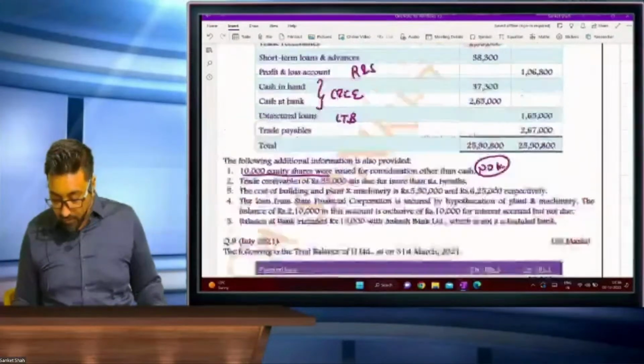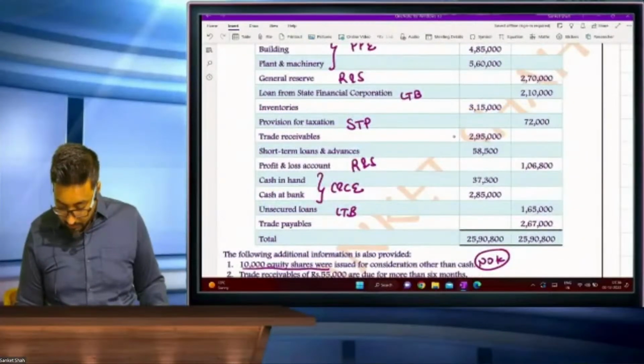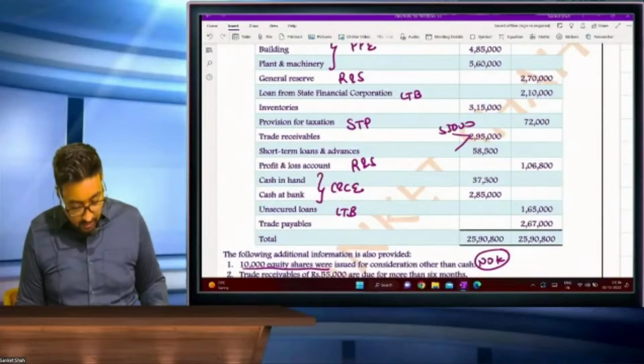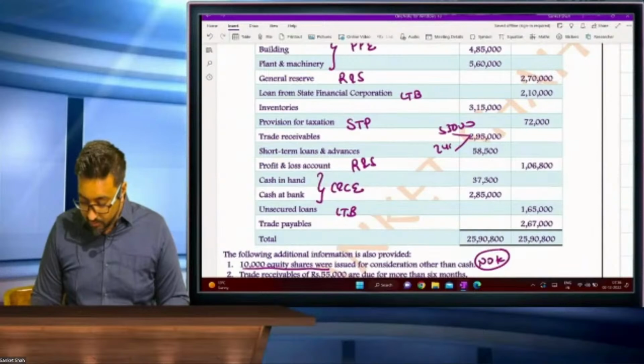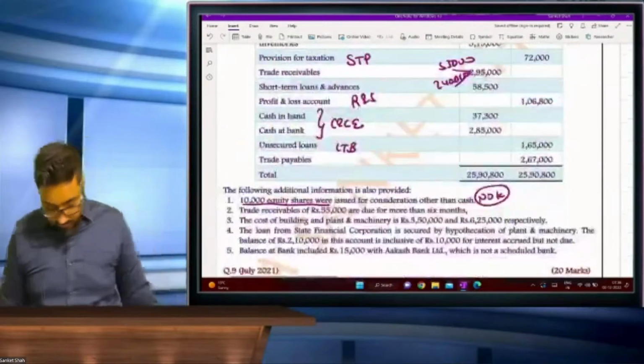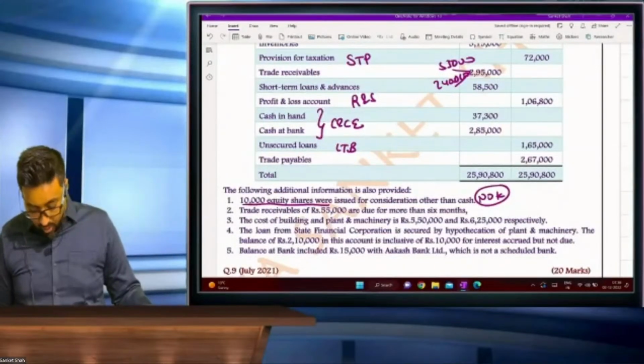Trade receivable 55,000. So 55,000 I will write over here. And others में आएगा, more than 6 months आया. And others में 2,40,000. The cost of building, it's a gross block.